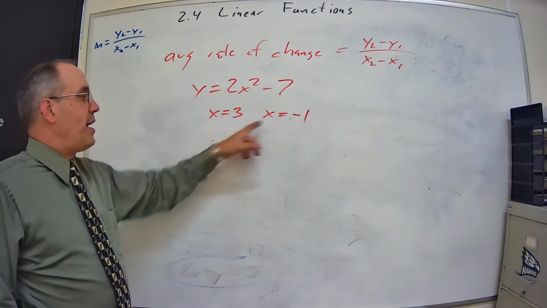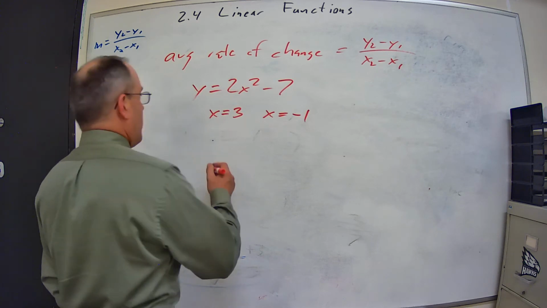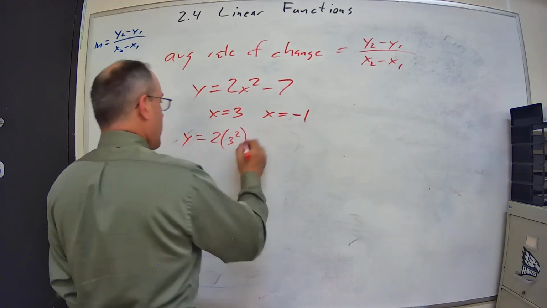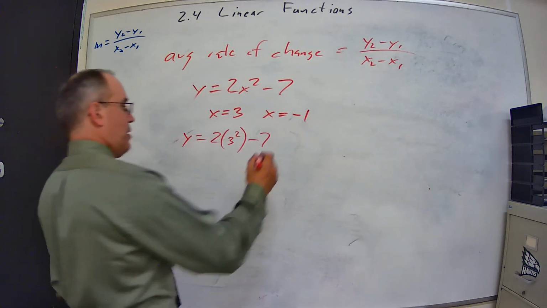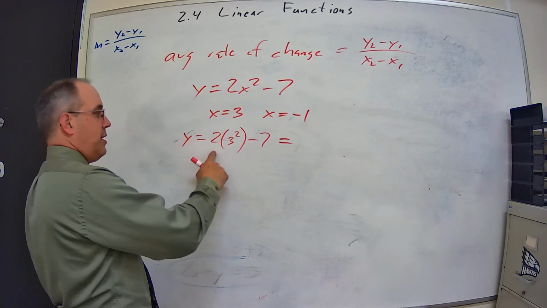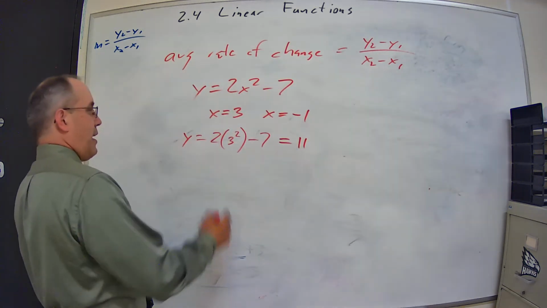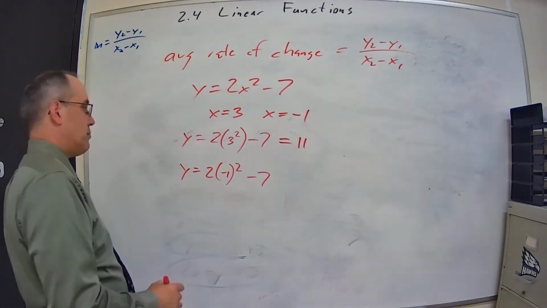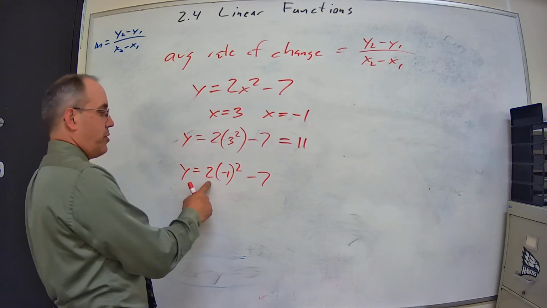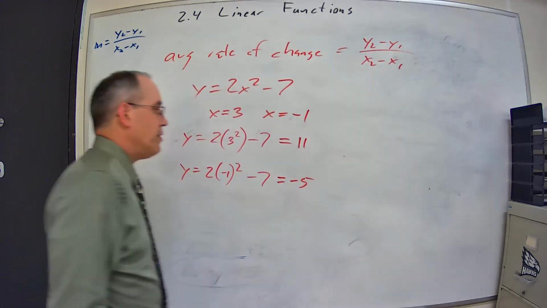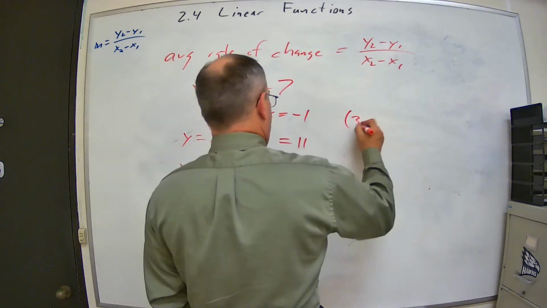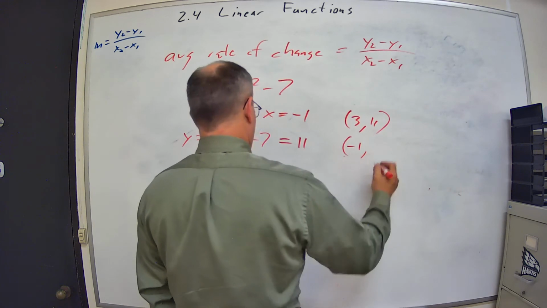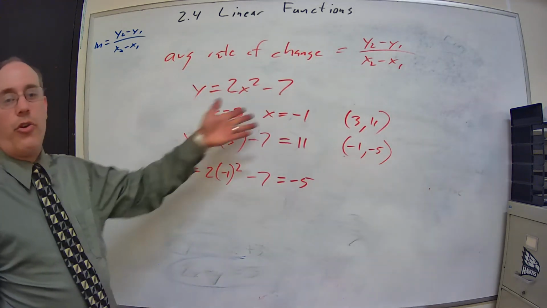Well, to find the points here, I've got x, so I'm just going to say y is equal to 2 times 3 squared minus 7, which is 3 squared is 9, 9 times 2 is 18, 18 minus 7 is 11. And then I can do the same thing with x equal to negative 1, so y is equal to 2 times negative 1 squared minus 7. Negative 1 squared is 1, 1 times 2 is 2, 2 minus 7 is negative 5. So now I have 2 points. I have (3, 11) and (negative 1, negative 5). So I have 2 points on this curve.